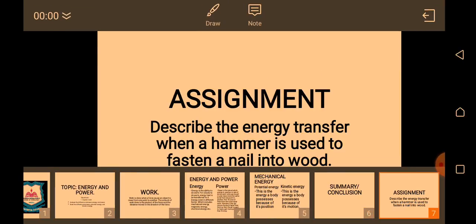Alright, your assignment. If a hammer is to fasten a nail into wood, if you have a nail on top of a wood and you want to use the hammer to drive the nail inside that wood, describe the type of energy that is being transferred. Is it kinetic energy? Is it potential energy? So the assignment is saying describe the energy transferred when a hammer is used to fasten a nail into wood.